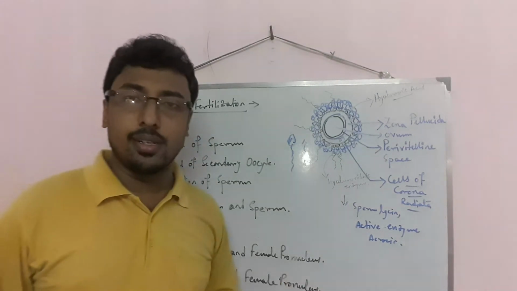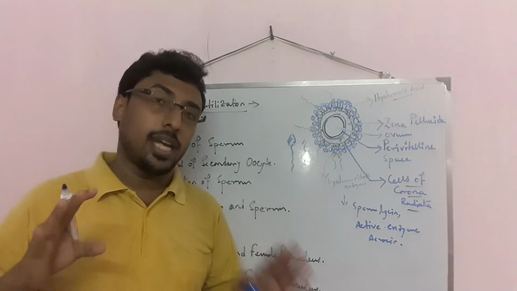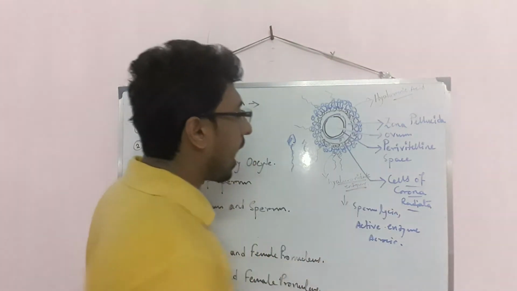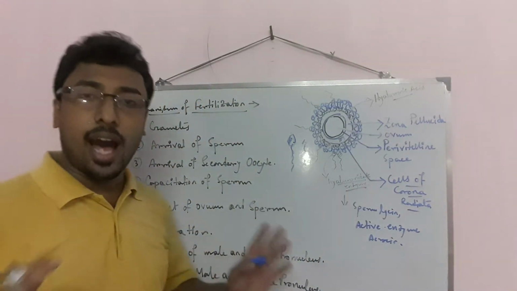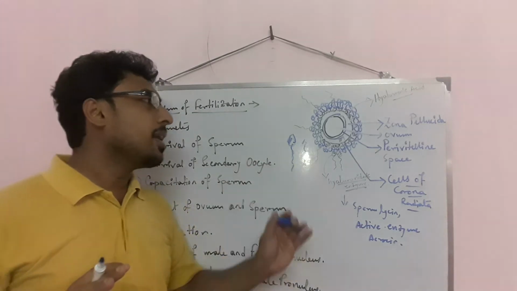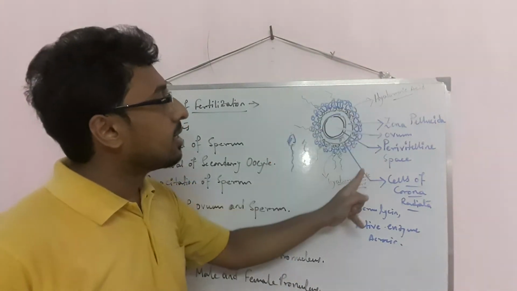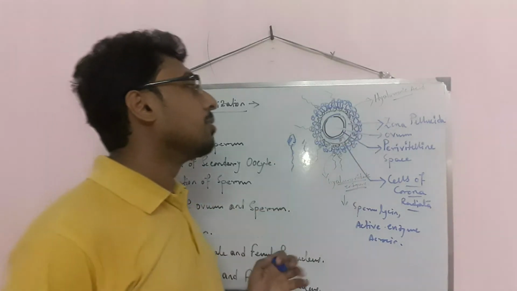So for this reason, from the acrosome or from the head of the sperm, there will be secretion of an enzyme, that is hyaluronidase enzyme. So there are cells of corona radiata. There is an acid known as hyaluronic acid.